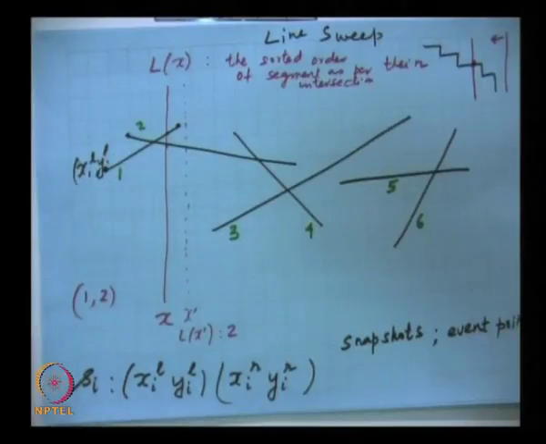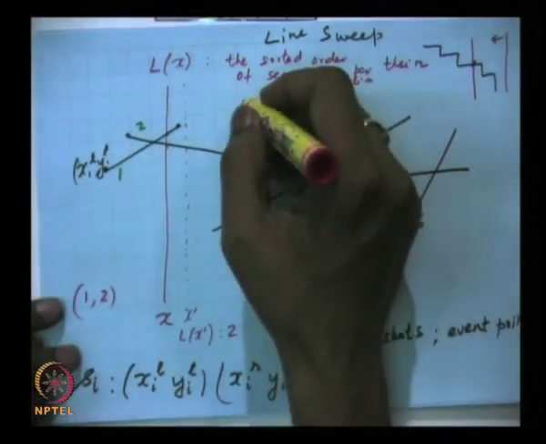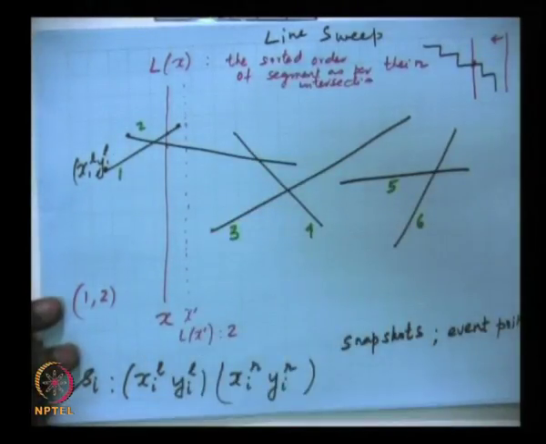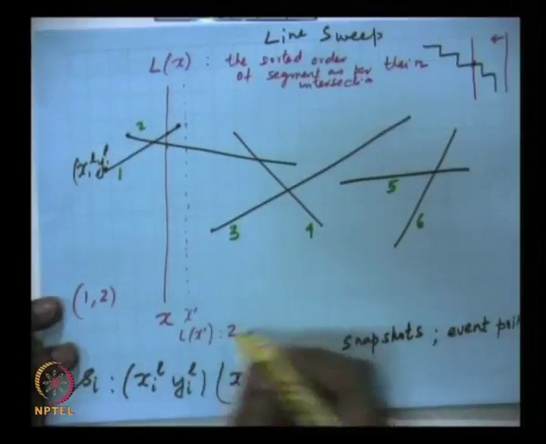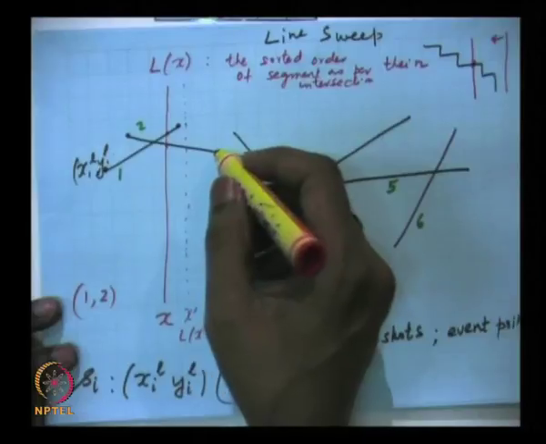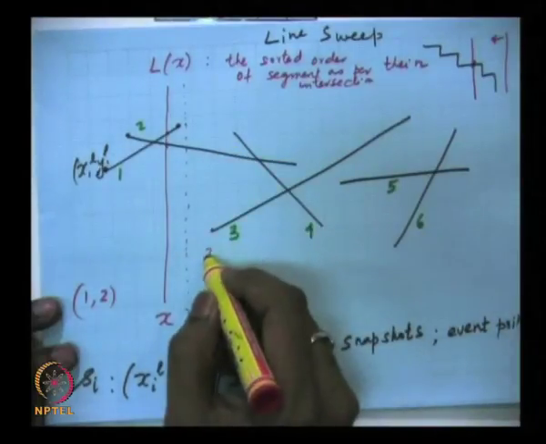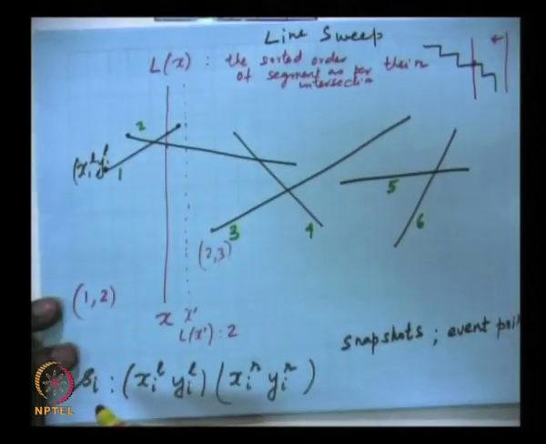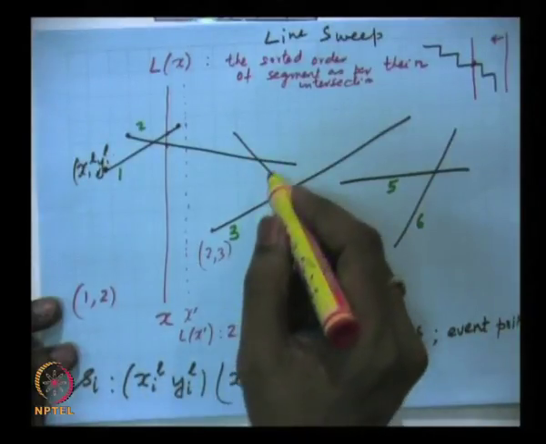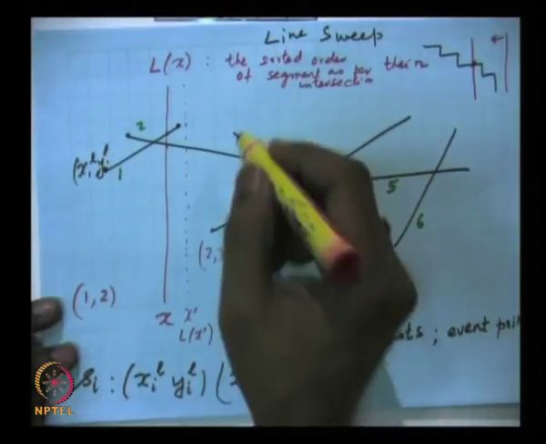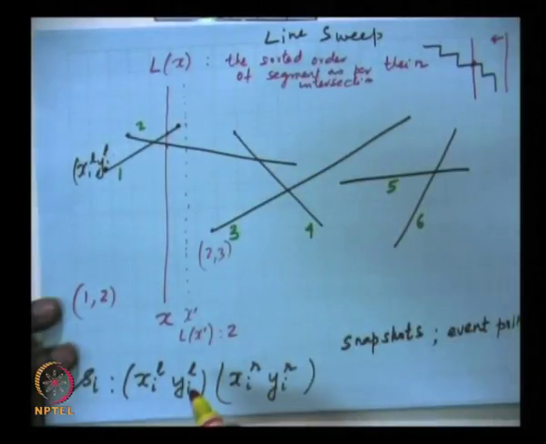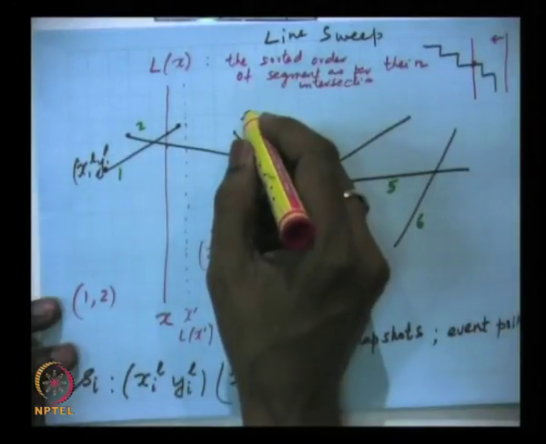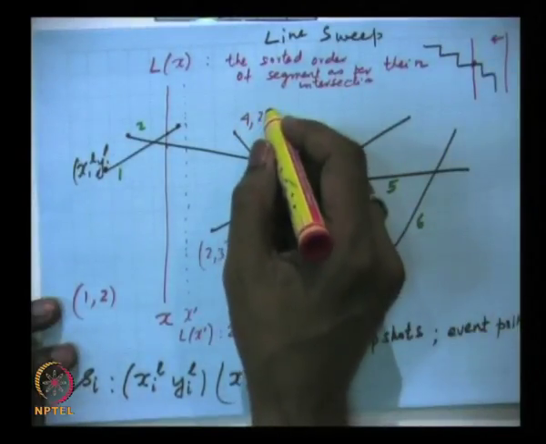You sweep further, and then at this juncture you again have a line segment coming in, so L has to be revised, and 2 appears over 3. So it is going to be 2, 3. Right after that, you encounter 4, and 4 is actually the topmost intersection. So then it should look like 4, 2, 3.